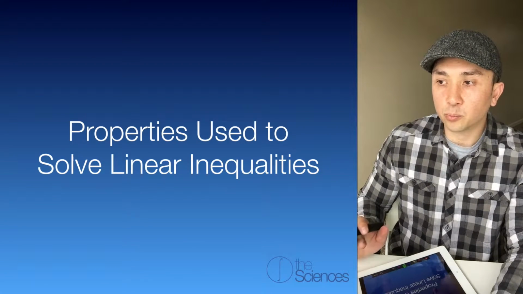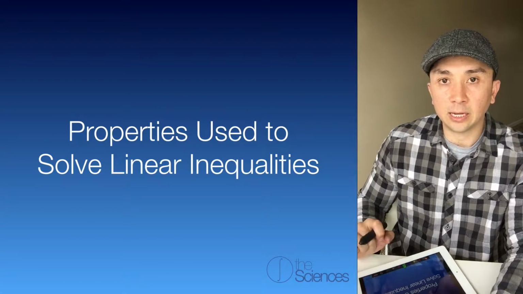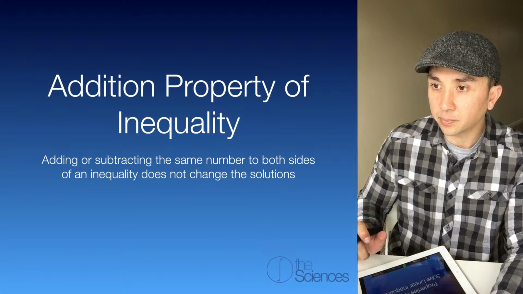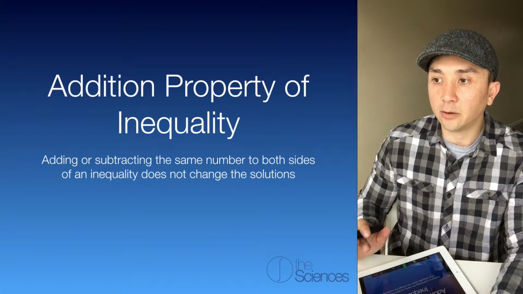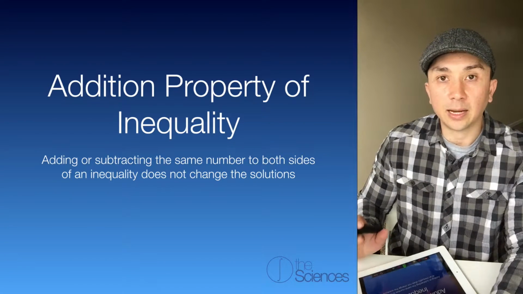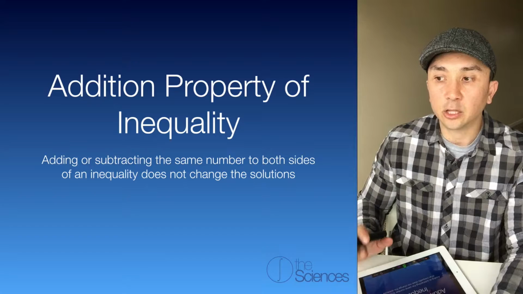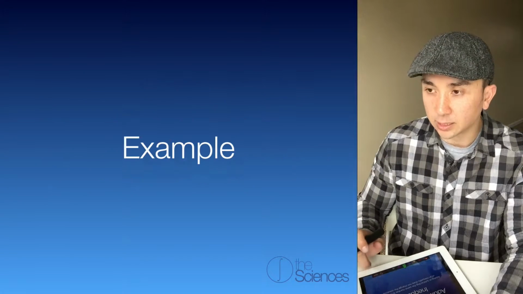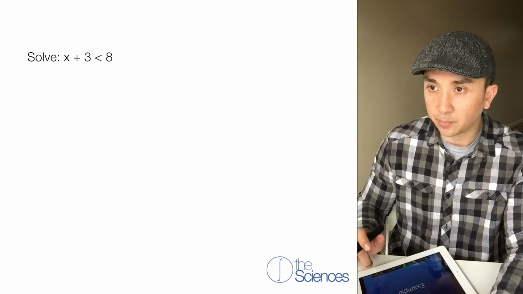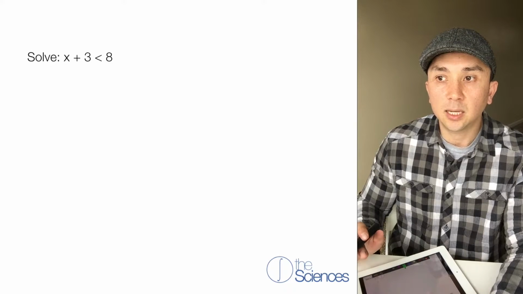Now let's go over the properties used to solve linear inequalities. The addition property of inequality states that adding or subtracting the same number to both sides of an inequality does not change the solutions. So let's do an example. Let's solve x plus 3 is greater than 8.